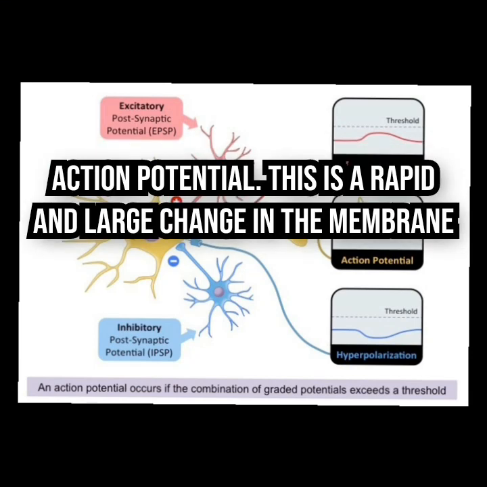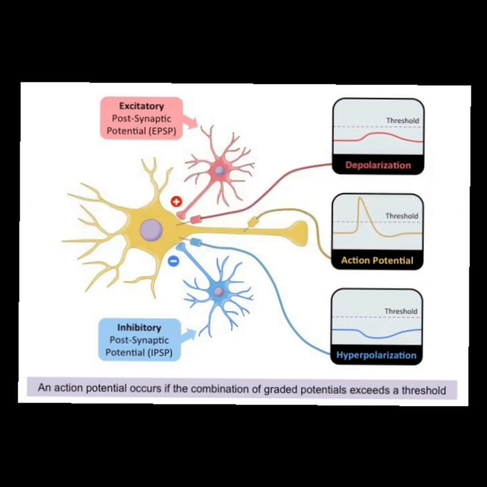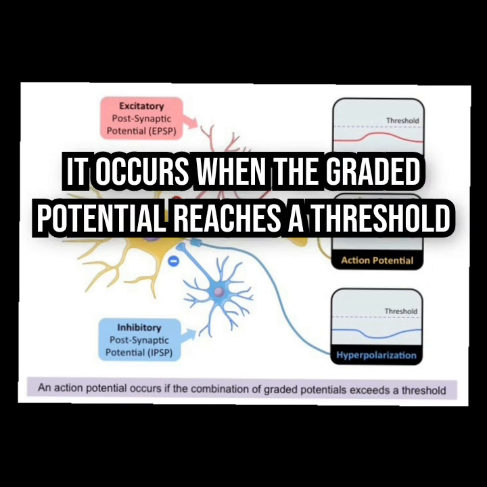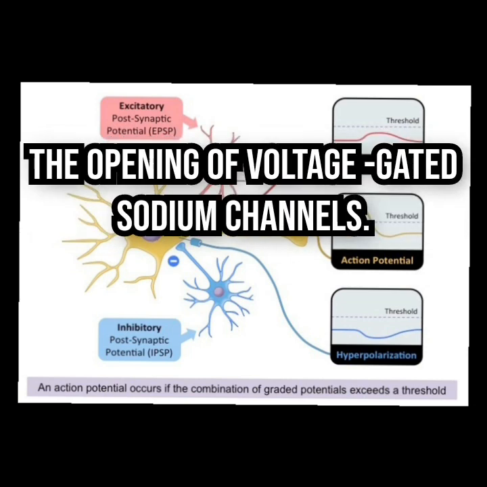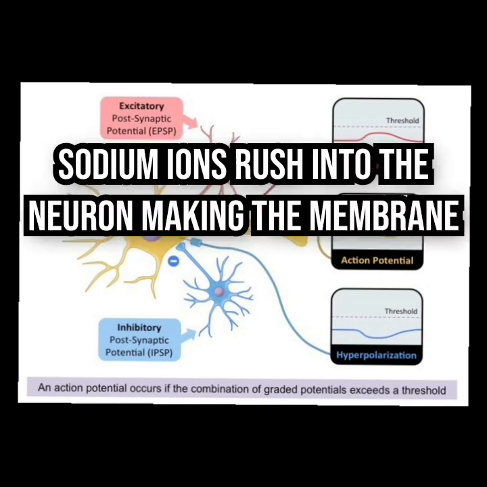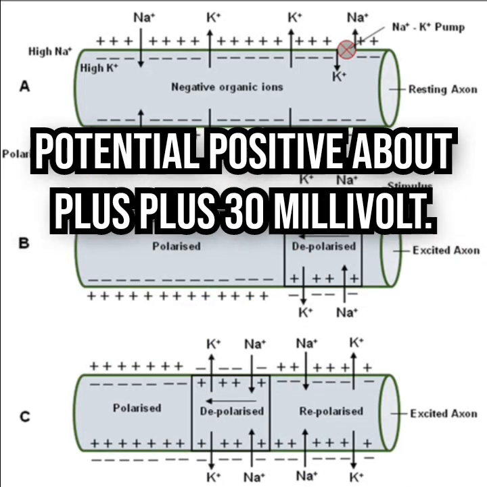Action potential. This is a rapid and large change in the membrane potential that travels along the axon as a nerve impulse. It occurs when the graded potential reaches a threshold level, about -55 mV, and triggers the opening of voltage-gated sodium channels. Sodium ions rush into the neuron, making the membrane potential positive, about +30 mV.